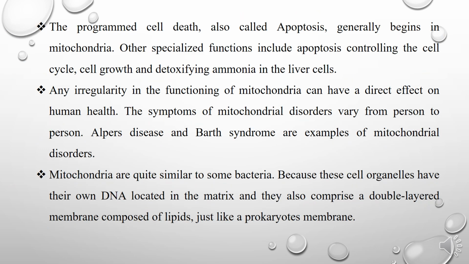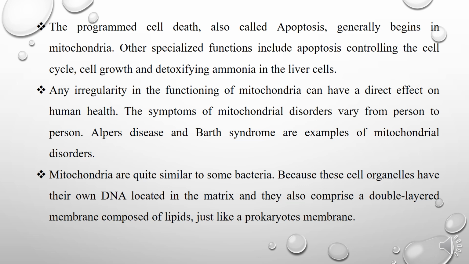The required energy is supplied by the mitochondria. The next comes apoptosis. We know that apoptosis is a programmed cell death, which generally begins in mitochondria. And other specialized functions include controlling the cell cycle, cell growth, and detoxifying ammonia in the liver cells. And any irregularity in the functions of mitochondria can have a direct effect on human health. The symptoms of mitochondrial disorders vary from person to person, and Alpers disease and Barth syndrome are examples of mitochondrial disorders.